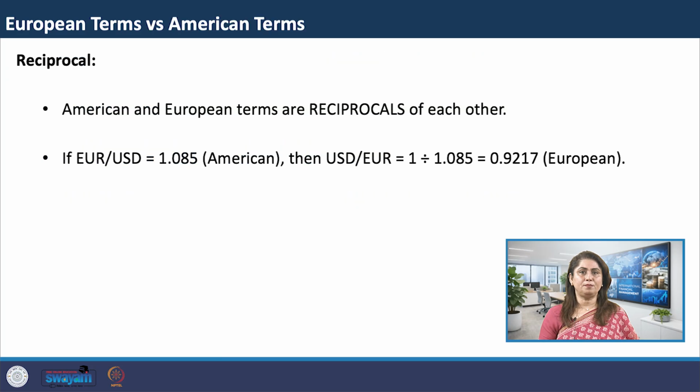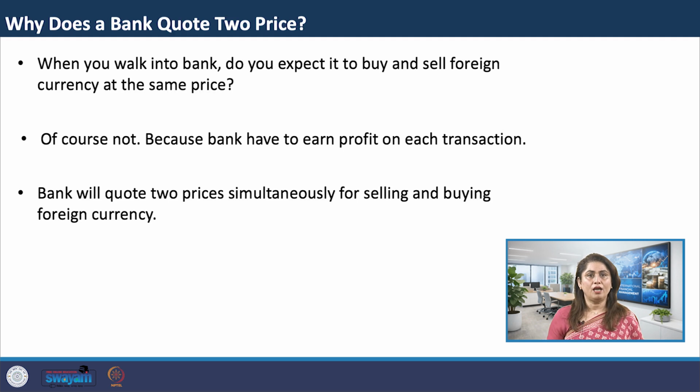Hence, old market practice is still followed in respect of these currencies. American terms and European terms for the same pair are simply mathematical inverse. If Euro by USD is 1.085 in American terms, then in European terms it is 1 divided by 1.085, which comes out to be $0.9217 per euro.